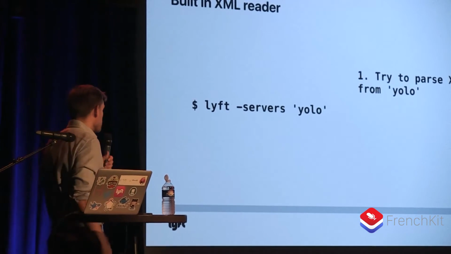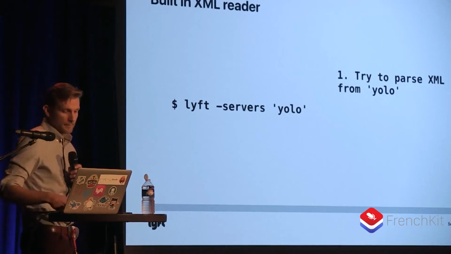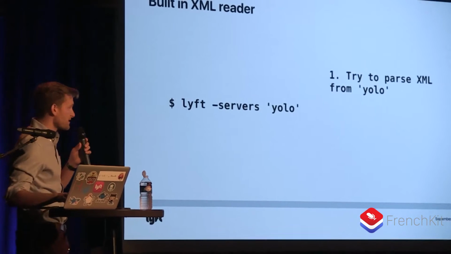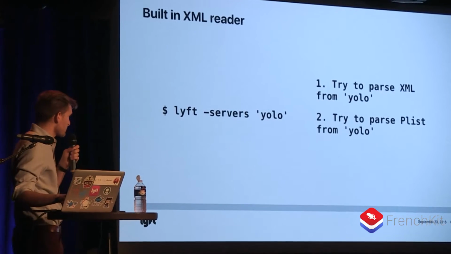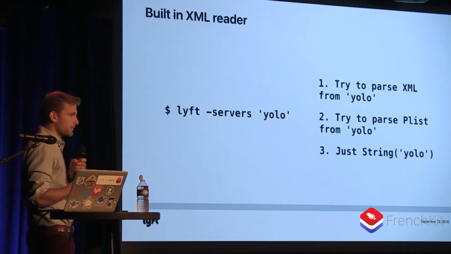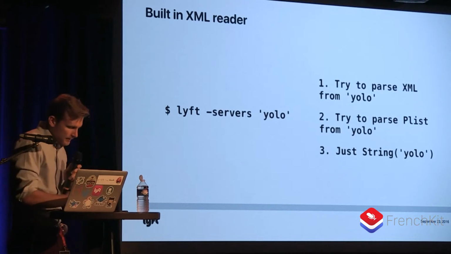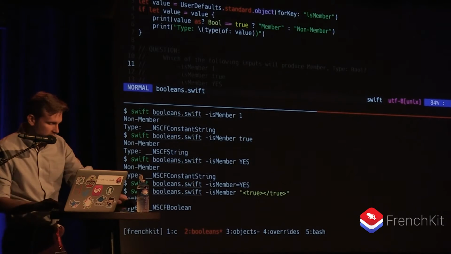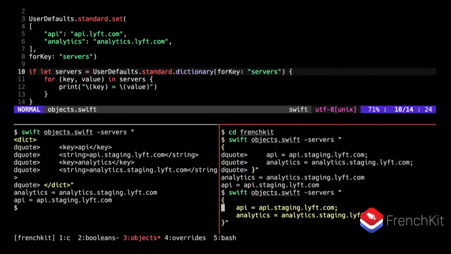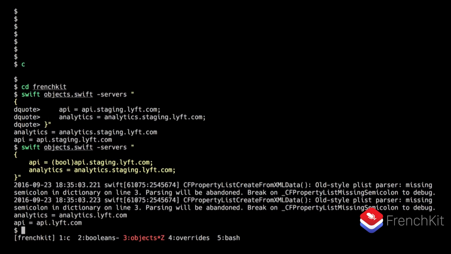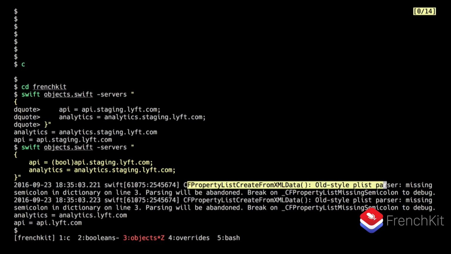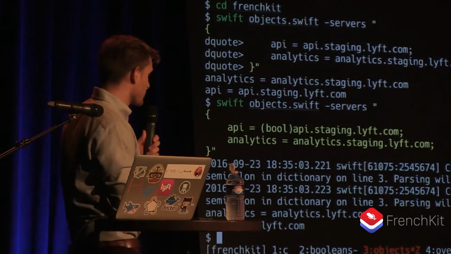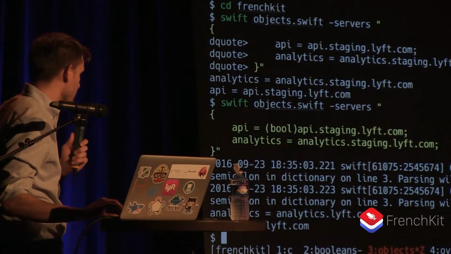So effectively what I'm saying is that each time you launch your app, for each argument, Cocoa is trying to parse XML from this value, fails, tries to parse plist, fails, and then just calls a string or something. If you don't believe me, I can quickly show you on this other tab. So here we pass the plist. I can break it. And you see what it says. CFPropertyListCreateFromXMLData, old style plist parser, blah, blah, blah. There is no special code here. This is in every OS X and iOS.